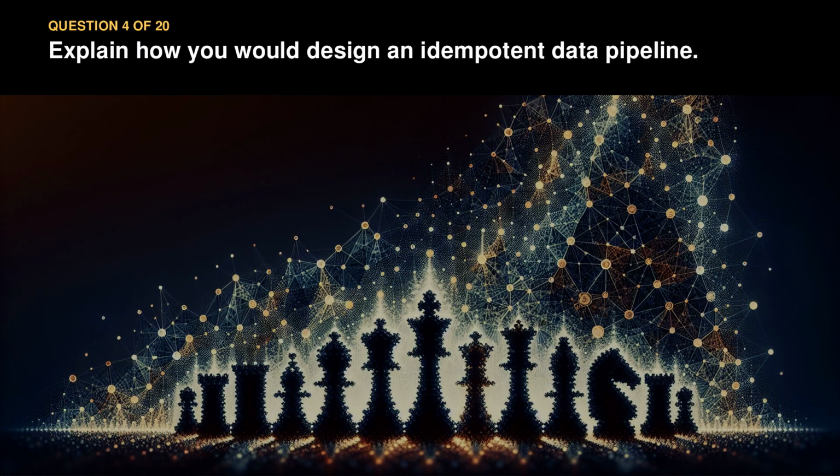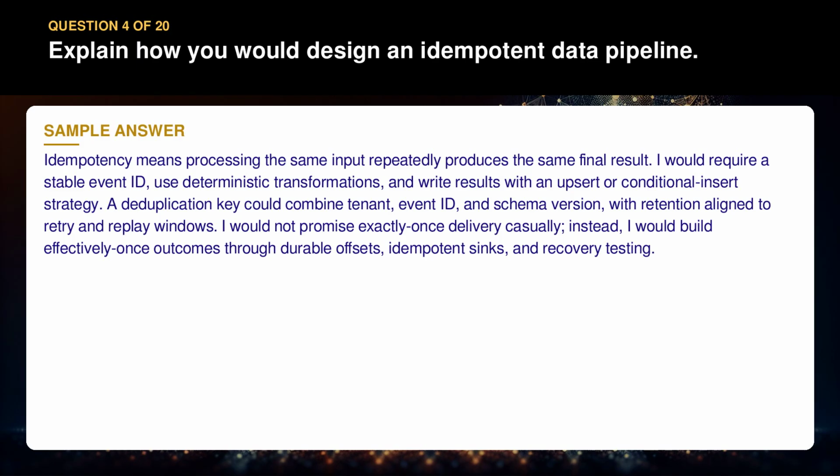Question 4. Explain how you would design an idempotent data pipeline. Idempotency means processing the same input repeatedly produces the same final result. I would require a stable event ID, use deterministic transformations, and write results with an upsert or conditional insert strategy. A deduplication key could combine tenant, event ID, and schema version, with retention aligned to retry and replay windows.